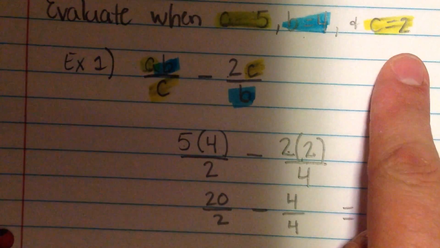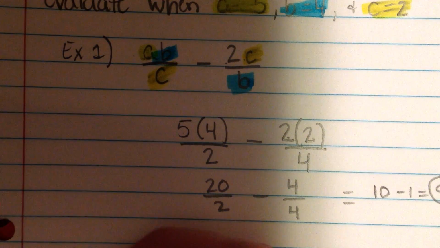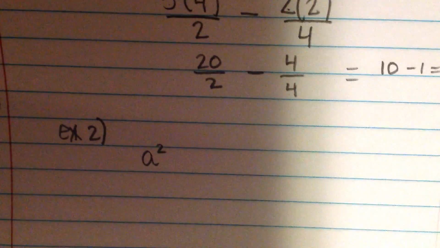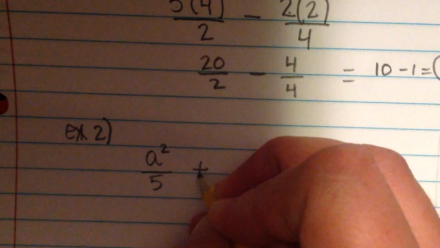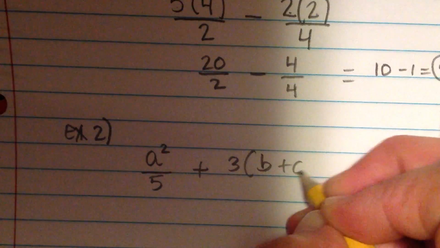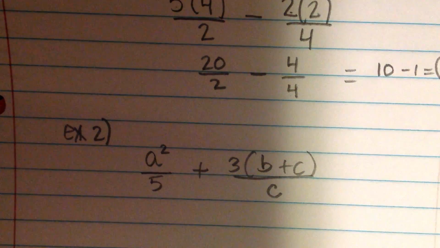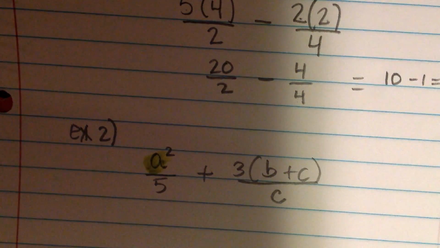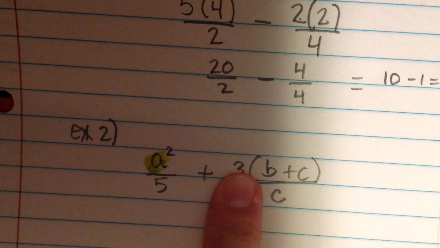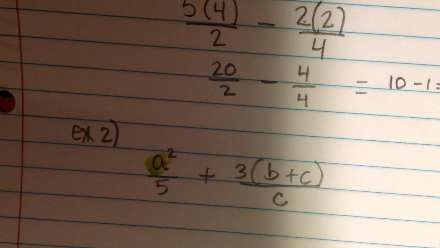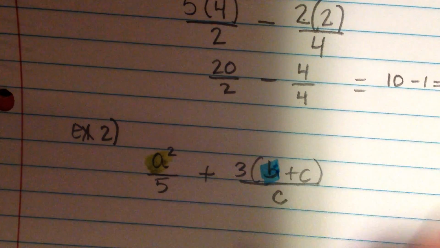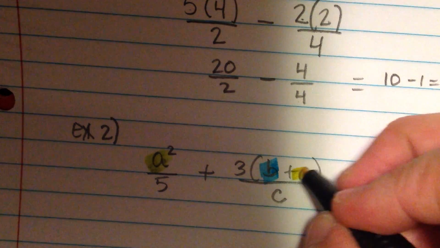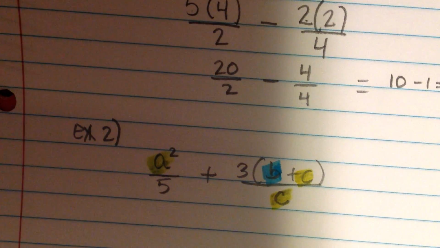In my second example, I'll use the same variables here, so I'll do a squared divided by 5 plus 3 times the quantity b plus c divided by c. So again, I'm going to take my a and substitute it with -5 as we see above. My 5 stays the same, the 3 stays the same. My b will be replaced with 4, and my c will be replaced with 2. So I have 2 c's here, so that will be replaced with 2.